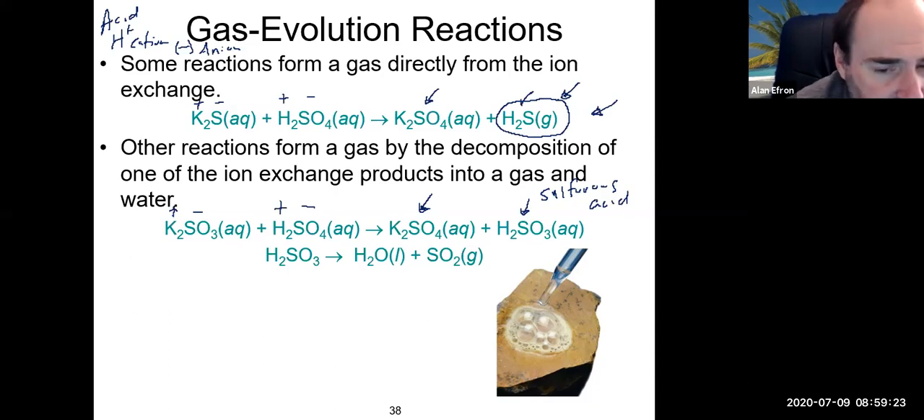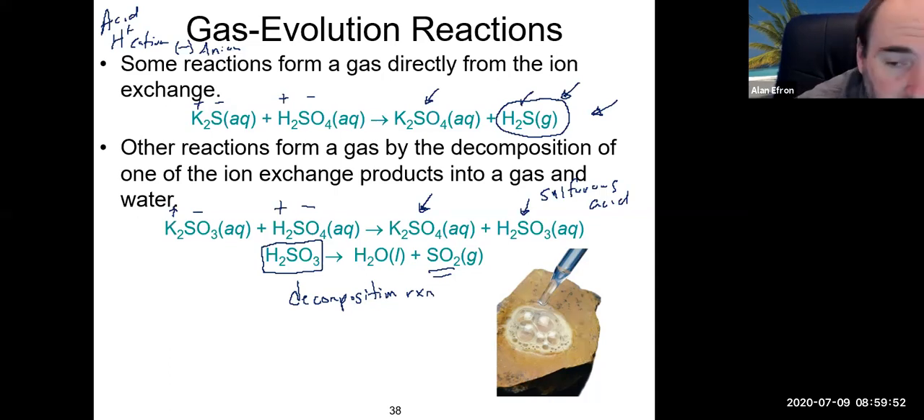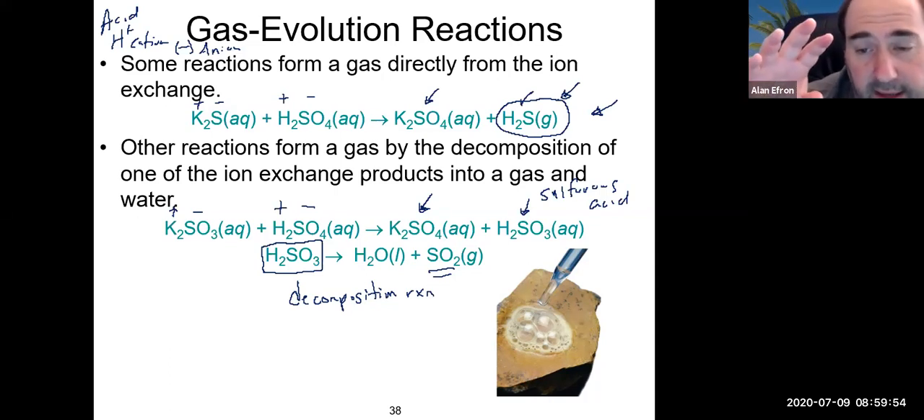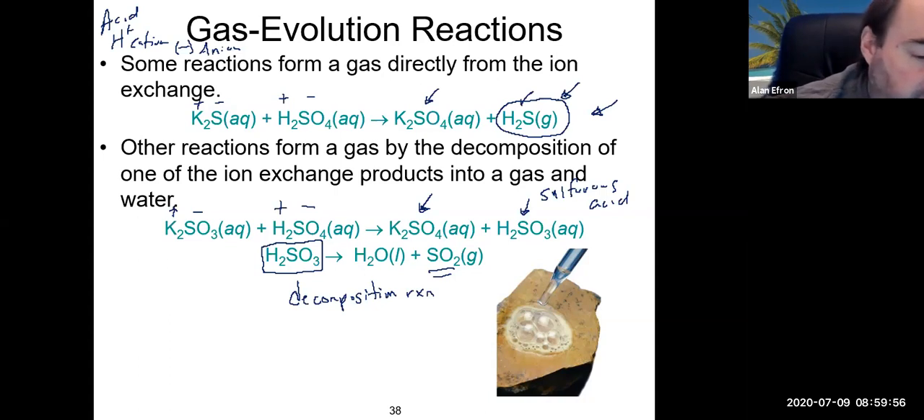Now the deal with this acid, and there are a couple of acids like this, is they do not hang around a very long time. Almost immediately, this will go through another reaction where it will generate SO2 gas, which is the bubbles that you see. This reaction is what is known as a decomposition reaction. In a decomposition reaction, you start with one thing and it breaks apart into two or more things.